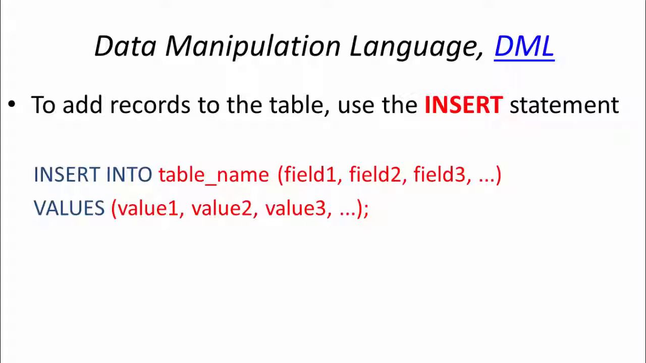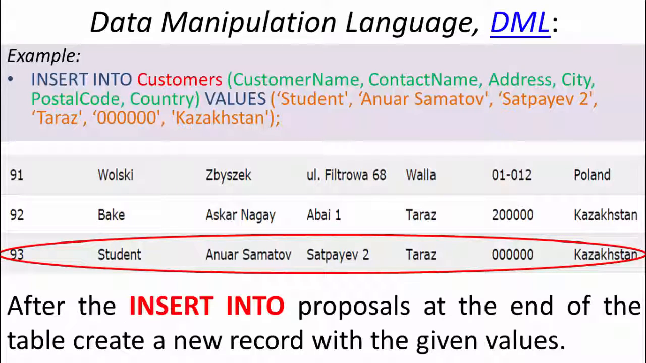Next operator, insert. To add records to the table, use the insert statement. Insert into table name values. You can see in table name you write all field names, and in values you write all new values. For example, insert into customers, customer name, contact name, address, city, postal code and country, values, student, Anwar Samatov, Satpayev 2, Taras, 000000, Kazakhstan. After the insert into statement, a new record with the given values is created at the end of the table.